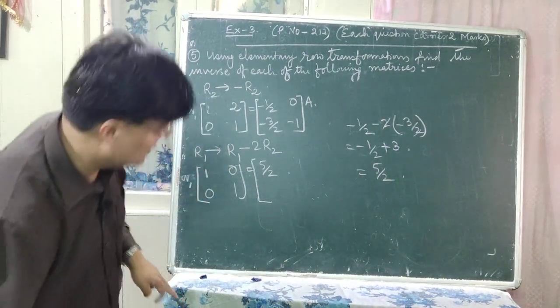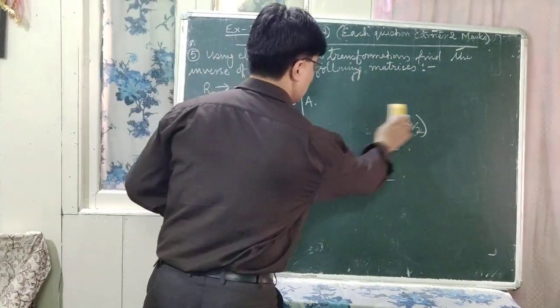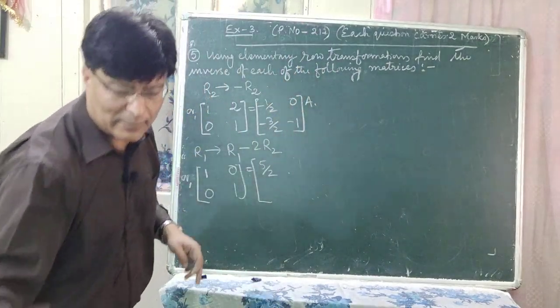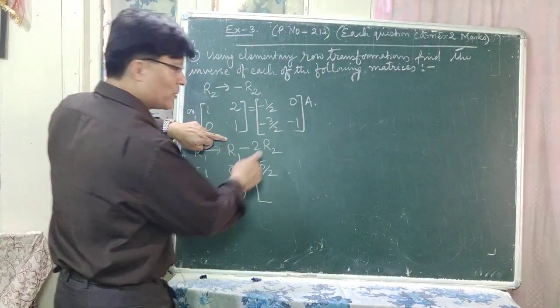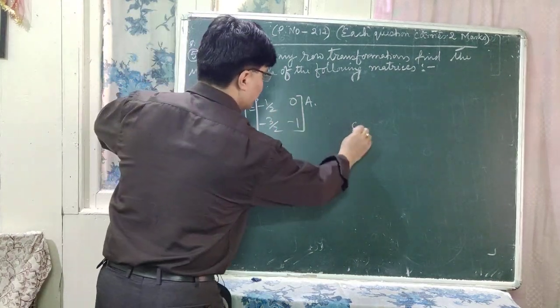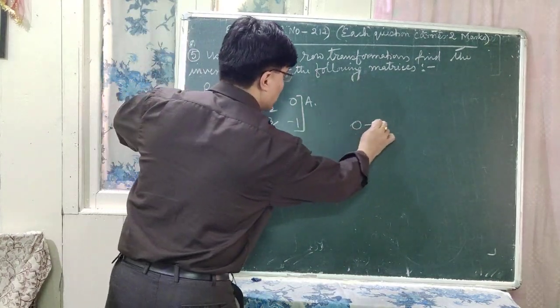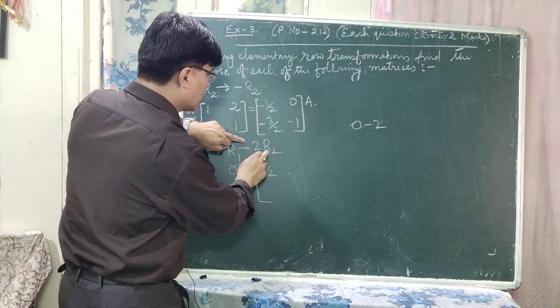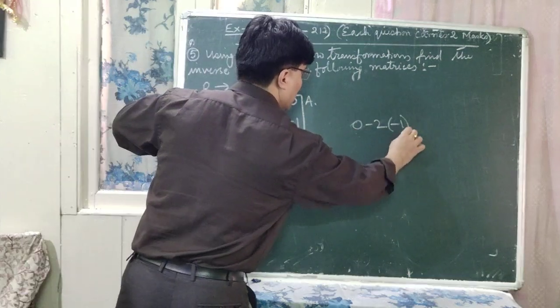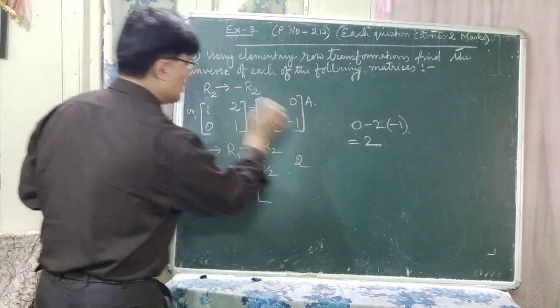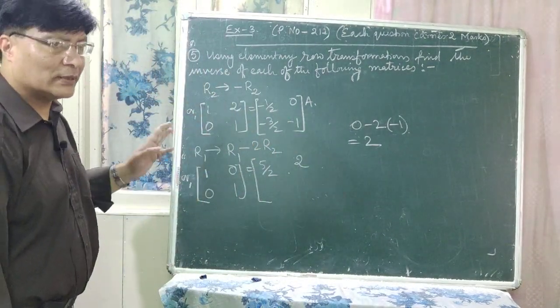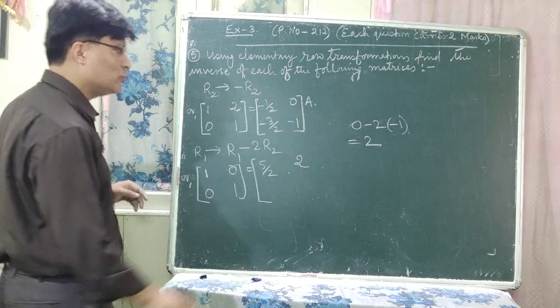So next, the second element of row 1 is changing. How does it change? R1 minus 2R2. R1 means now it is 0. 0 minus 2 into what is R2? That is minus 1. So which is equal, how much is it? 2. So here you can write 2. Understood now? So this is your 2 only.